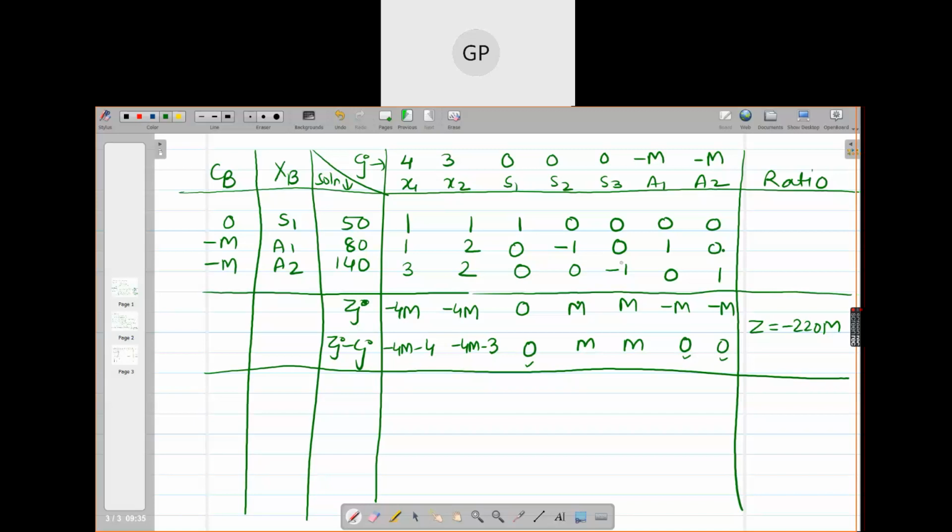Now, what is the type of the objective function? Maximization type. So in the Zj minus Cj row, we should look for which value? Most positive or most negative? Most negative. Correct. All of you remember this? Most negative when maximizing Z. Most positive when minimizing Z. Yes, so which one is most negative?